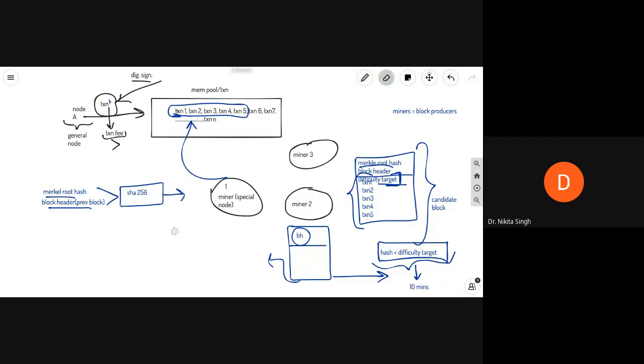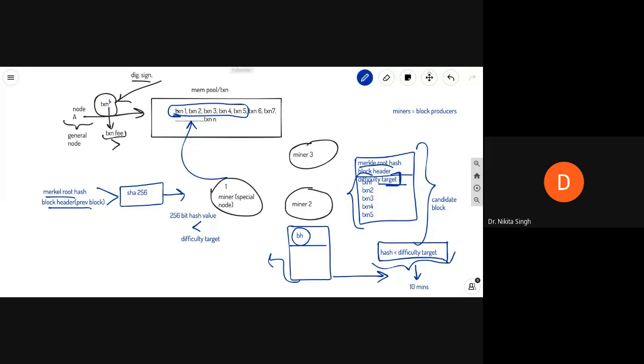And when you pass something through a SHA 256 function, you will get a 256-bit hash value. And this 256-bit hash value should be less than the difficulty target set by the network. So this is the proof of work that you will have to present every time you want to add a new block to the chain.